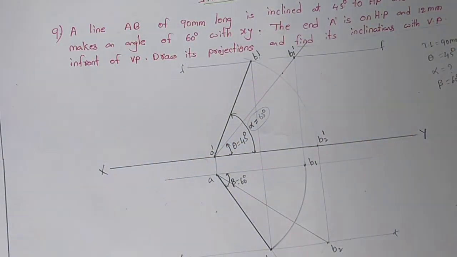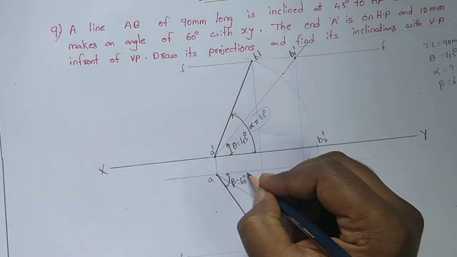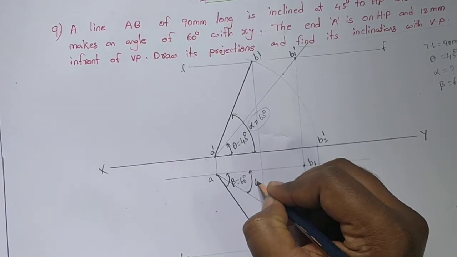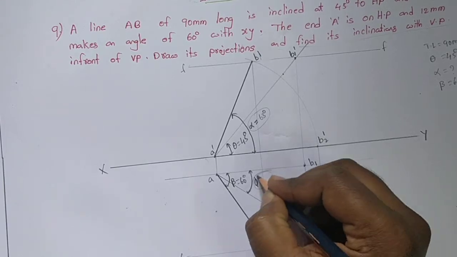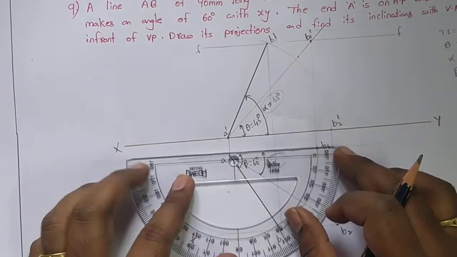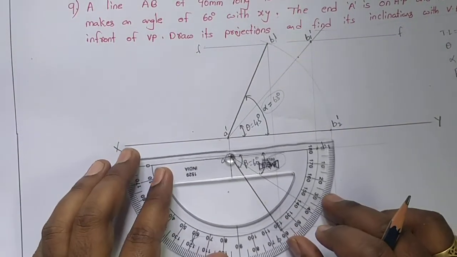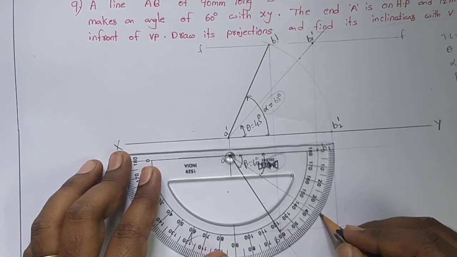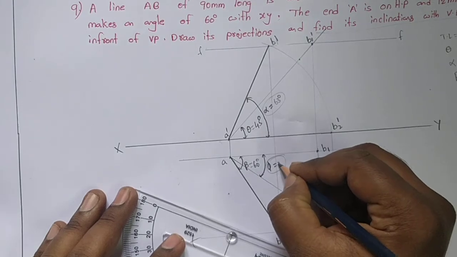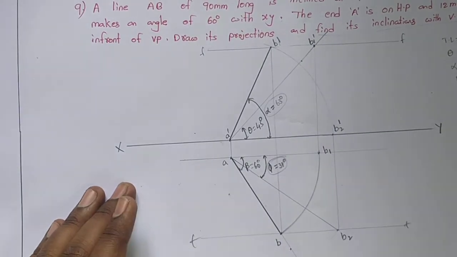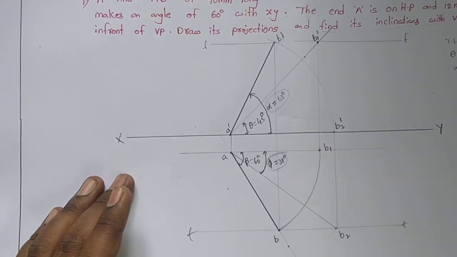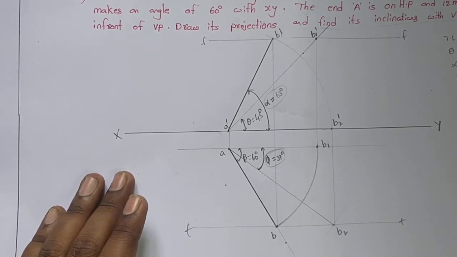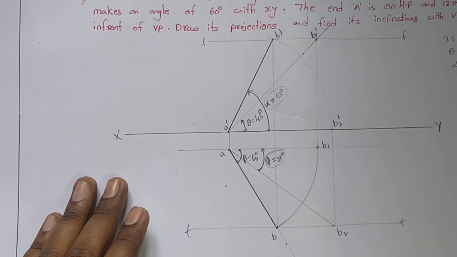Like that we need to identify the inclinations. This angle represents the phi. We need to measure this angle, and we got the angle value as 37 degrees. Like this we need to calculate the front view and top view based on the given top view.